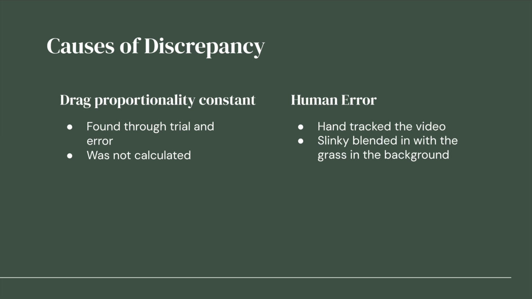While the paths are very close, there is still some discrepancy which could be attributed to multiple things. First is the drag proportionality constant. This number was found through trial and error, not calculated. This means that it may not be accurate and the predicted path could be wrong. There was also probably human error in the experiment, specifically that the video was hand-tracked, which could lead to some errors in the position points. It was especially difficult near the end when trying to distinguish between the Slinky and the background as it blended in with the grass.